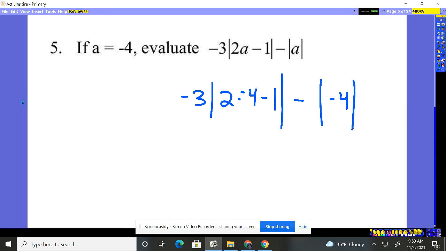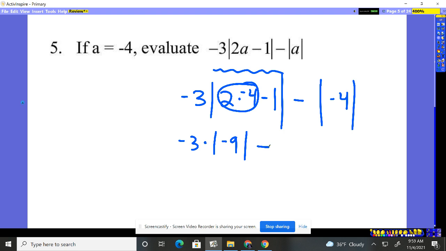Now remember, absolute value simply means make it positive. We have this absolute value right here. We can't take the absolute value of it until we have a single number in there. So right now it's negative 3 times whatever we get in here. Well, let's go ahead and get it all together at once. 2 times negative 4 is negative 8, and then negative 8 minus 1 would be the absolute value of negative 9. Minus, we'll go ahead and do this absolute value.